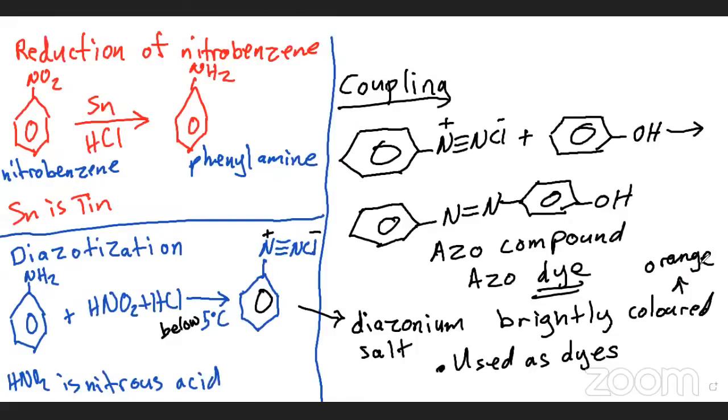And then for nitrobenzene, we can reduce it to phenylamine using tin and HCl. For the phenylamine, it can form a diazonium salt if we react it with nitrous acid and HCl at low temperature. And then finally, we have our coupling reaction between the diazonium salt and phenol, in which we get our azo dye. All right, so now we are going to work a past paper question.